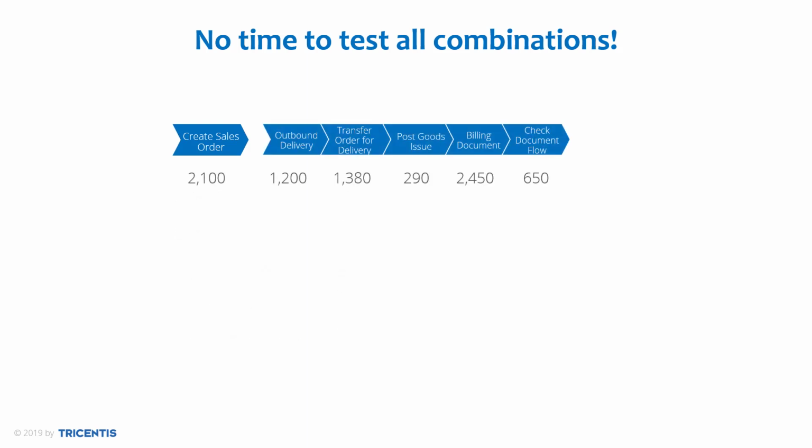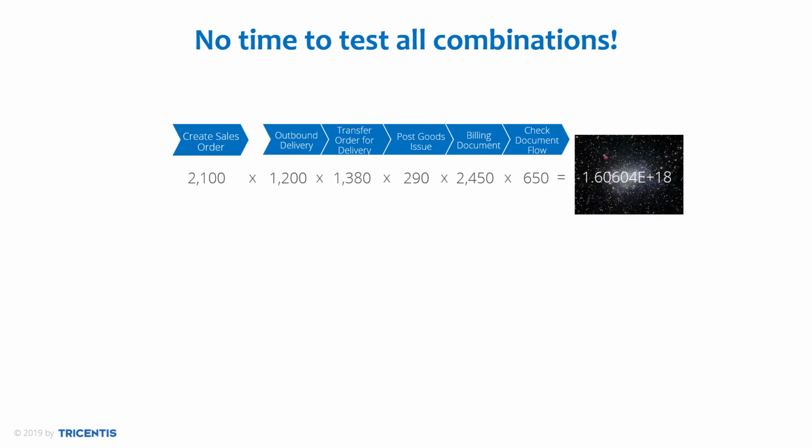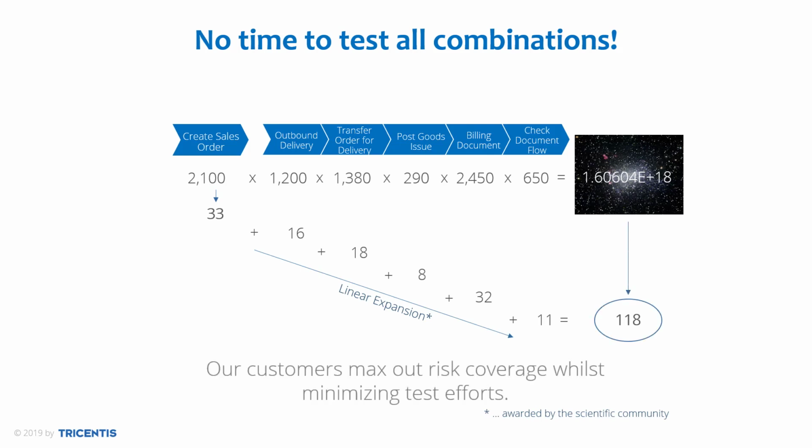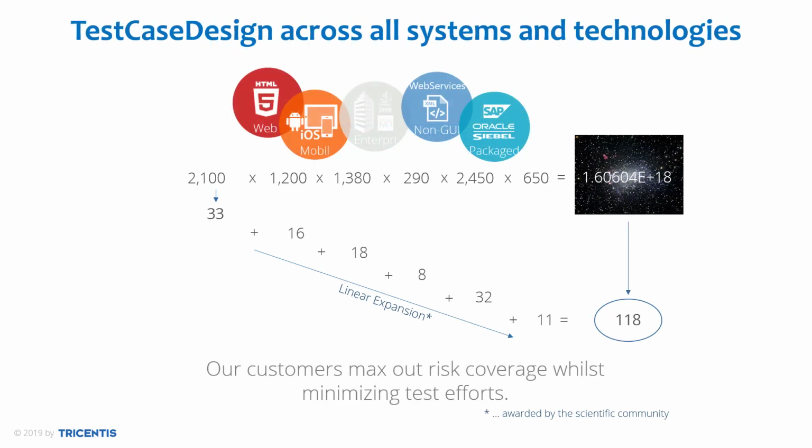And what about the rest of the process? If we continue to try to cover all combinations, we get an explosion of possible test combinations, and we don't have time or resources to cover all of these. With Tricentis, we apply a powerful but easy to use combination methodology. We identify and eliminate redundancies, which reduces the number of test cases, and we clearly see the test cases which contribute to the business risk. So from 2,100 tests, these are reduced to 33 tests, and we do the same across all the other transactions. And this can be applied across all technologies and all systems that make up the process.